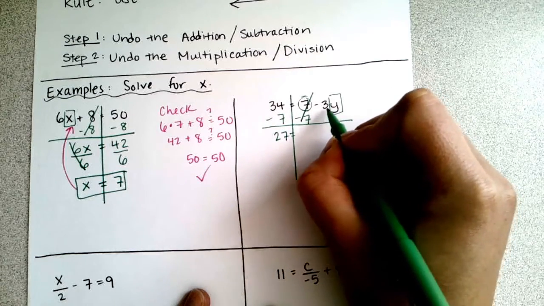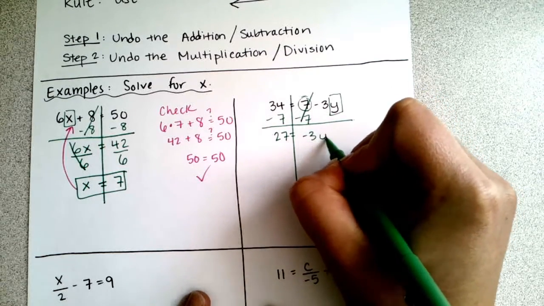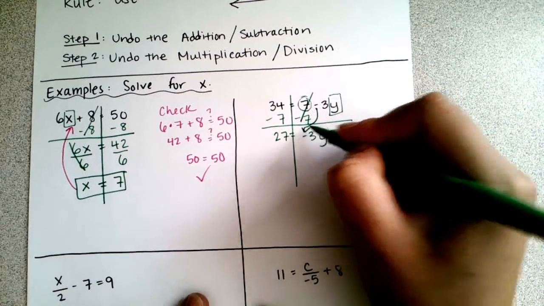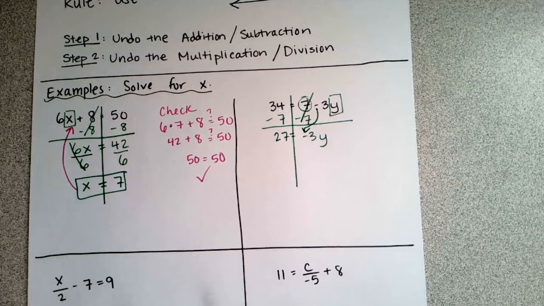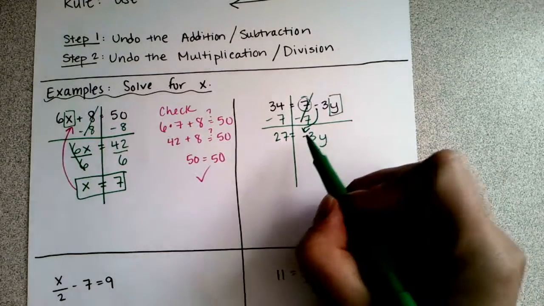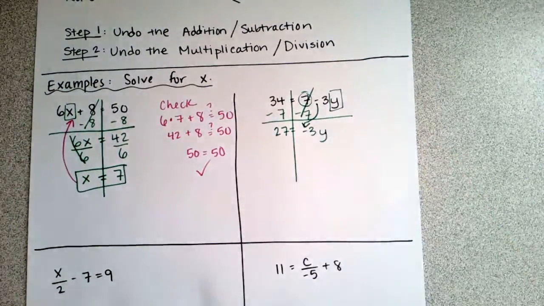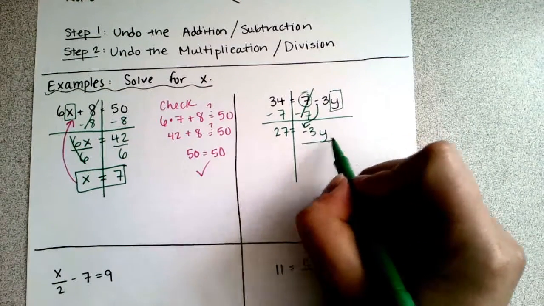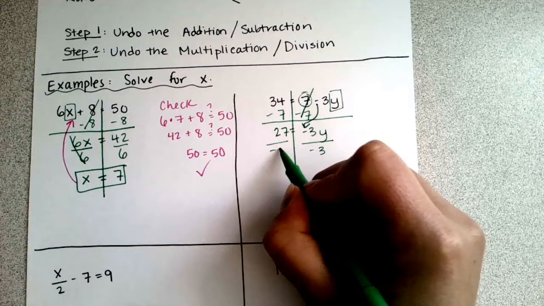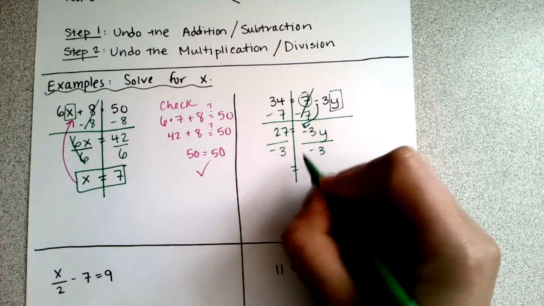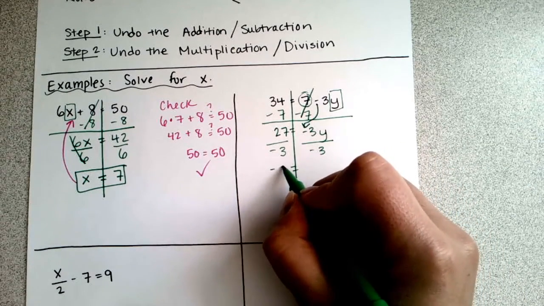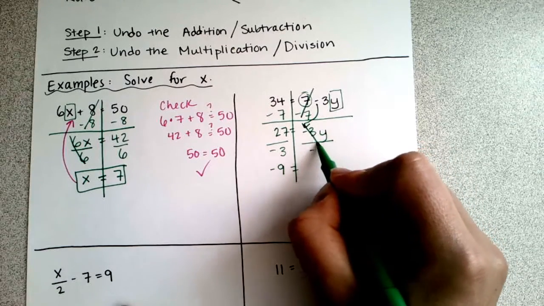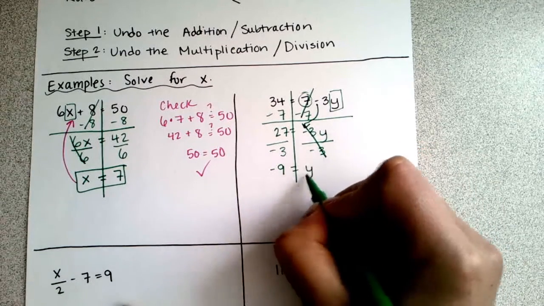So then we're left with negative 3y. Make sure you include that negative. A lot of times we forget the negative. Okay, so then this negative 3 is touching the y. When two numbers are touching, that means they're multiplying. So the opposite of multiplying is dividing. So we divide both sides by negative 3. 27 divided by negative 3 is negative 9. Negative 3 divided by negative 3 is 1, so those cancel, and we're left with y.